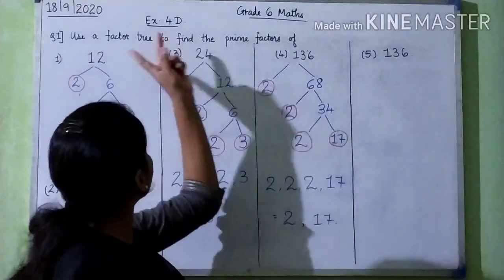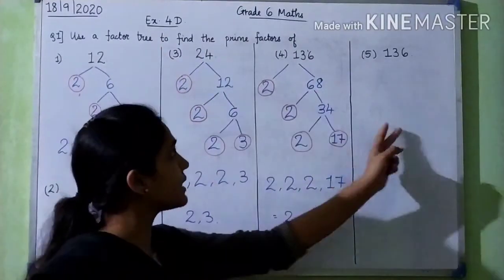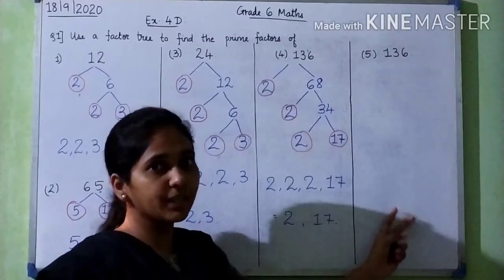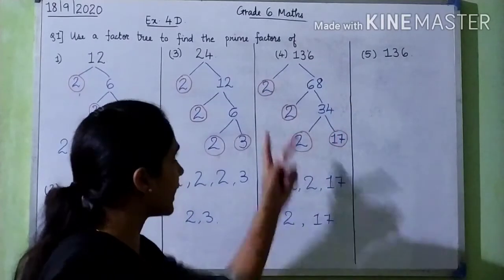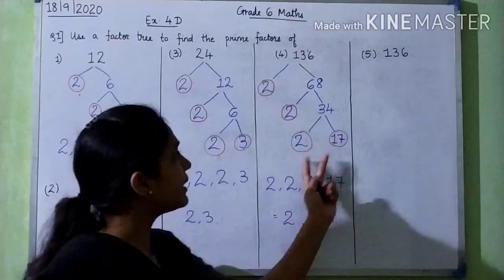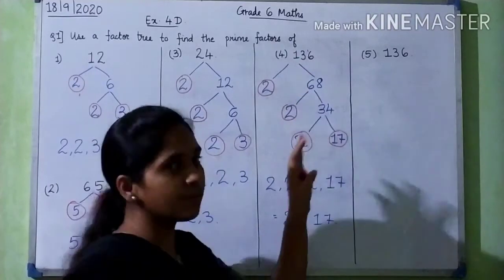This was done by the prime factor tree method, right? Now this I will do by the repeated division method. Okay, repeated division. So how to do that? That is also similar to prime factor tree, but it is a little different. The arrangement is a little different.